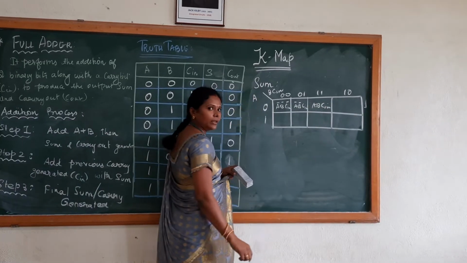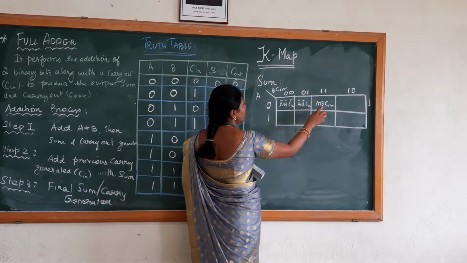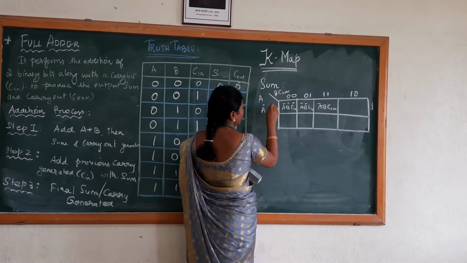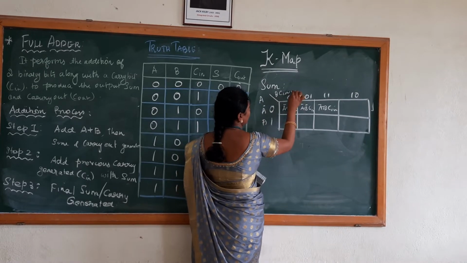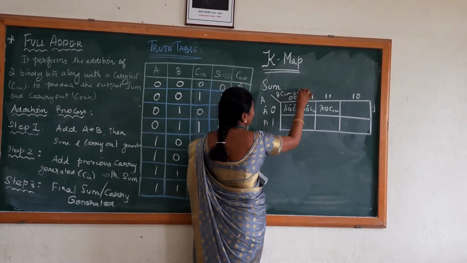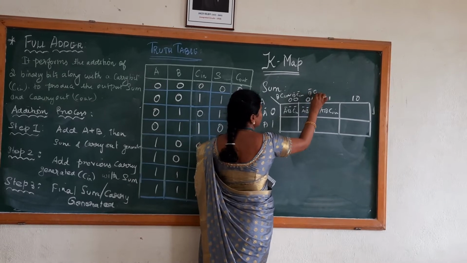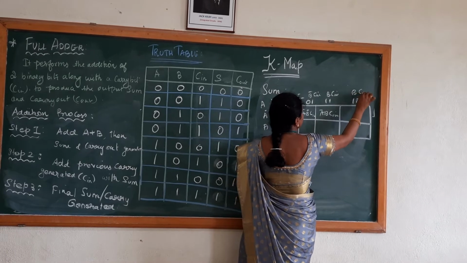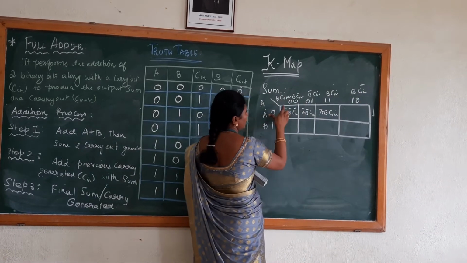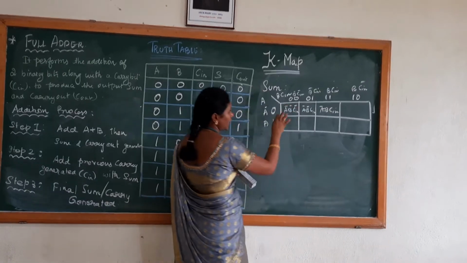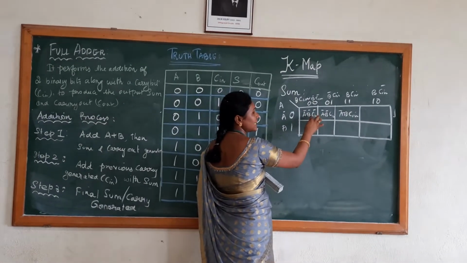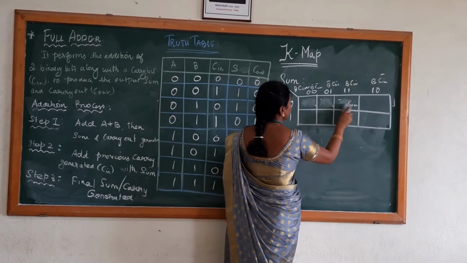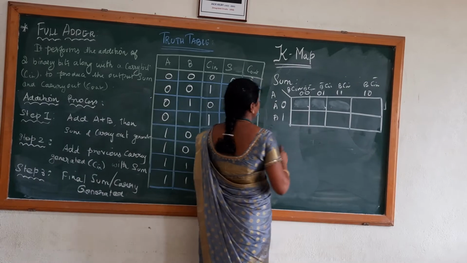How am I writing this? All these things you know already, but still I will tell you. This is your A bar, this is your A, this is your B bar Cin bar, this is your B bar Cin, B Cin, B Cin bar. So you have to club everything, your row and column. The intersection of your row and column gives a cell value, simply speaking. Now you have to plot and come out with a simplified expression.